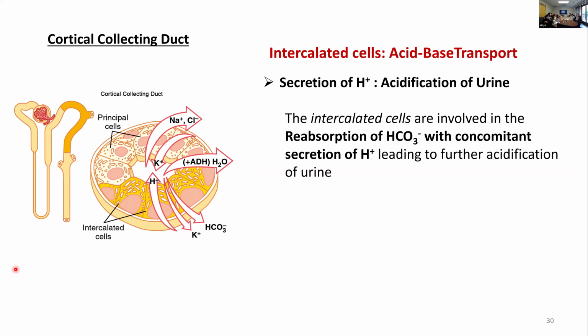Next, we saw the intercalated cells. The important role of the intercalated cells is the acid-base balance, where there is some amount of reabsorption of bicarbonate with the secretion of hydrogen going in. The intercalated cells also play a role in a little bit of water absorption, but the main role is acid-base transport, where the hydrogen goes in and the bicarbonate comes out.